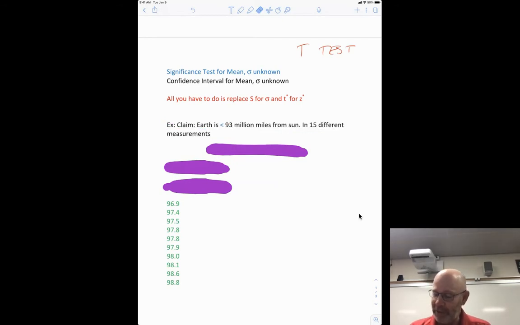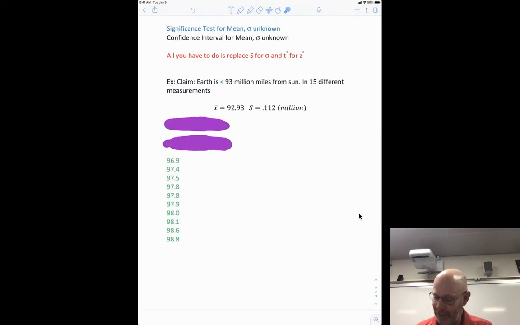So here's the problem. Someone thinks that the Earth is actually less than 93 million miles from the sun. If you didn't know, that's what we think it is, 93 million miles. All right, and we're going to do a hypothesis test to test this. So I actually gave you the numbers here. If you notice down here, these are the actual measurements. There's more of them, maybe I lost some. Don't worry about the measurements.